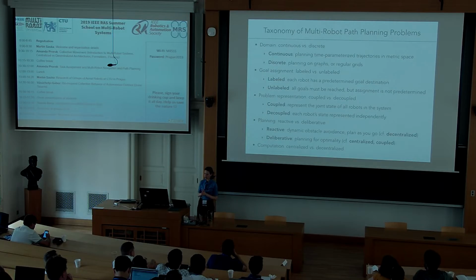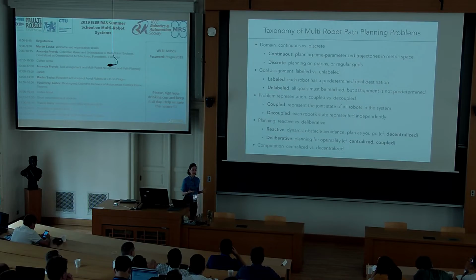the path planning problem on a graph where multiple agents are participating or are present on these networks, on these graph topologies. And of course, the graph can represent many different things. It can represent semantic space, or it can represent metric space through a discretization.